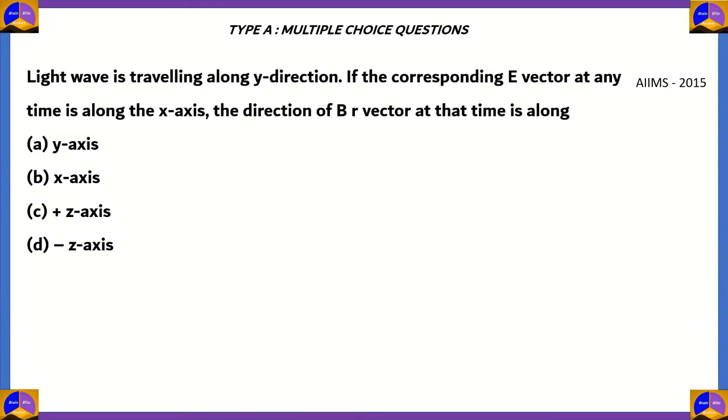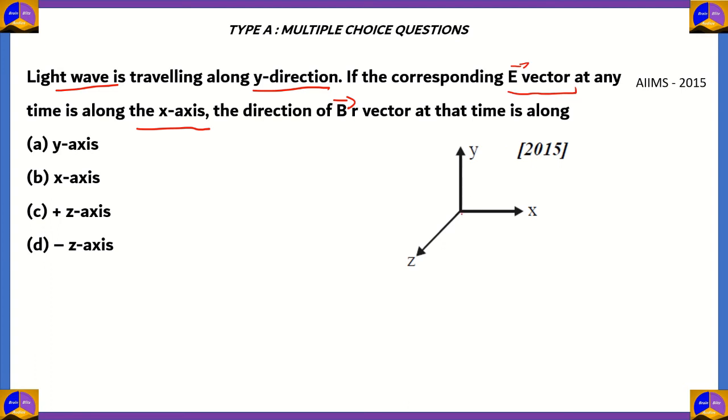Now let's look at this question. A light wave is traveling along the y direction. If the corresponding E vector, which is the vector for the electric field, at any time is along the x-axis, the direction of the magnetic field vector at that time will be along. So let's look at this question. It has a diagram which is now attached.